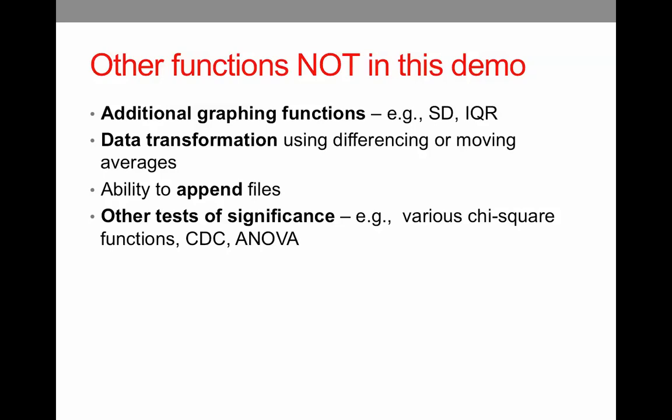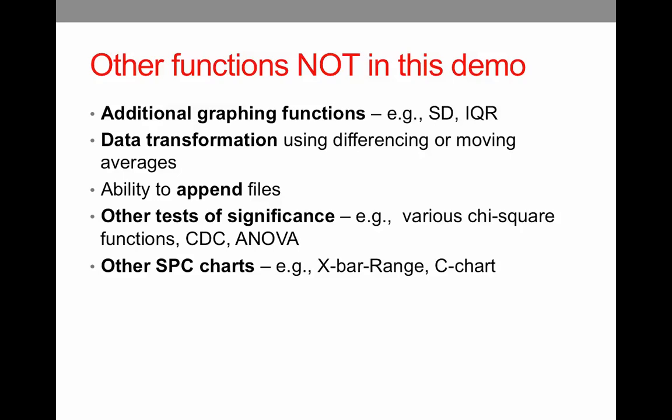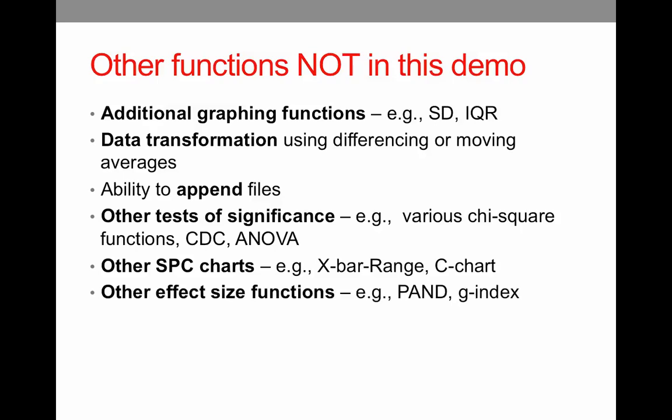We have other tests of type 1 error. We have various chi-square tests and two different forms of the CDC, or the conservative dual criteria, and we can also analyze data using ANOVA. And we have a bunch of other SPC charts. These are just examples, but we have about 5 or 6 that, depending on the nature of your data, one or more of these might be appropriate for analysis.